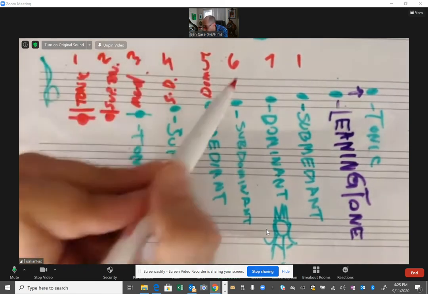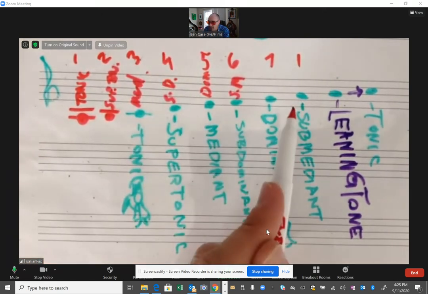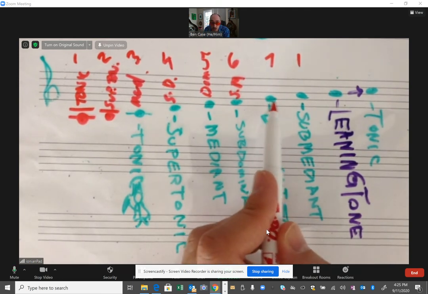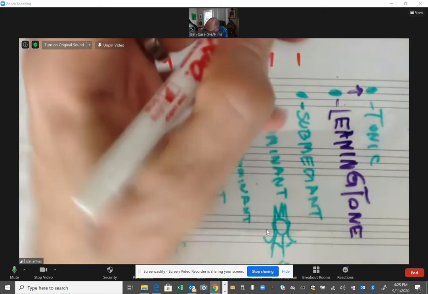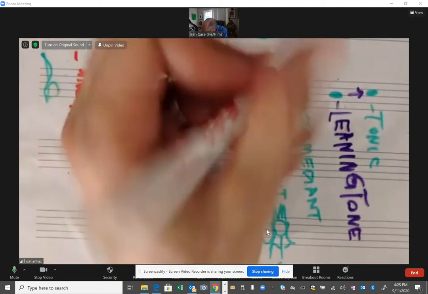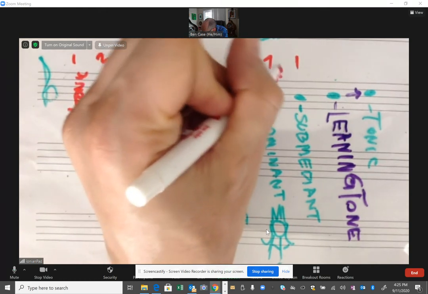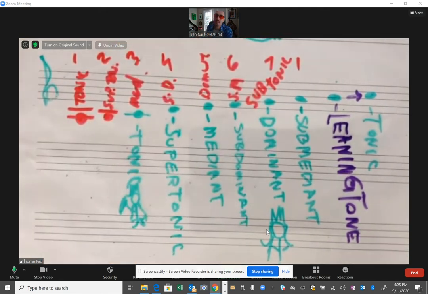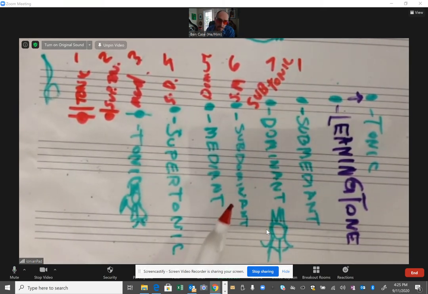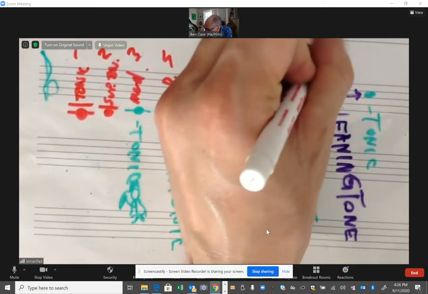6 is still the submediant, but it's the 7 that changes. Okay? Right now, the 7 as a G natural is a whole step below the A. So we call that the subtonic. Okay? So natural minor only. In natural minor, the 7 is subtonic, because it's a whole step below. And then 1 is, like we were saying, that's tonic.